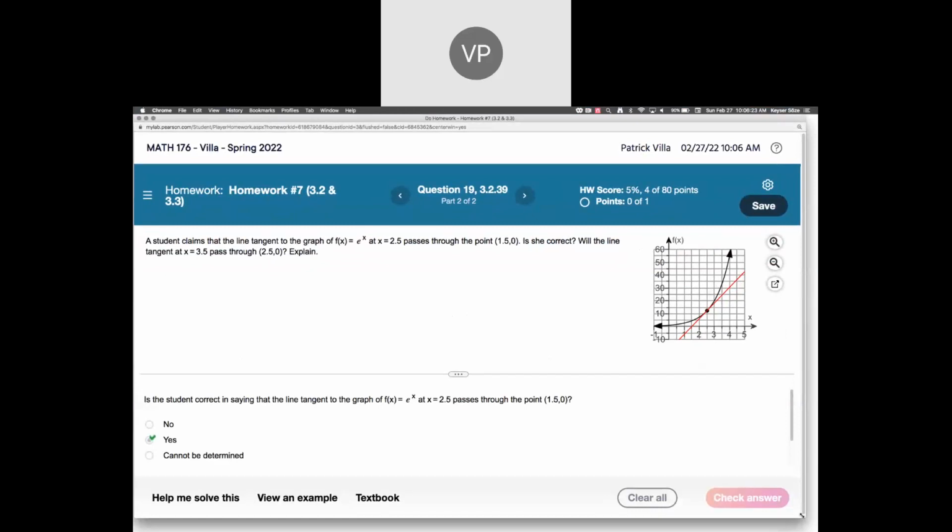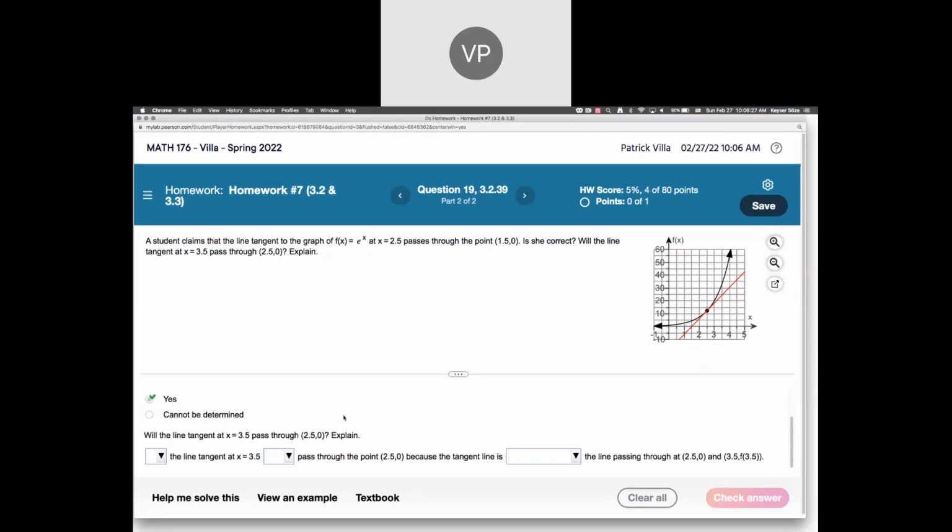So part 2 is asking, will the line tangent at 3.5 pass through the point 2.5, 0? Okay, so this is basically the same problem. We want to change this to be x equals 3.5. So it's the same thing.